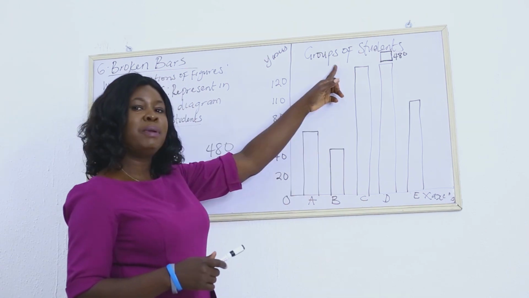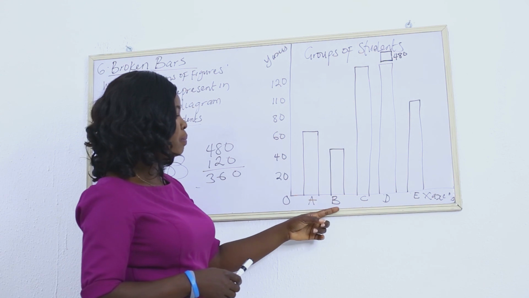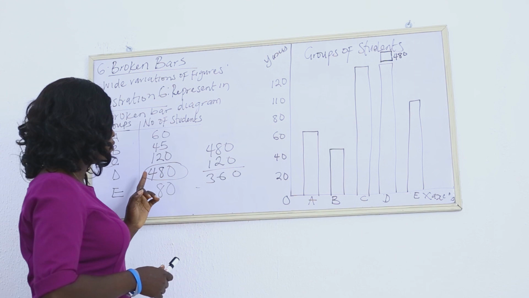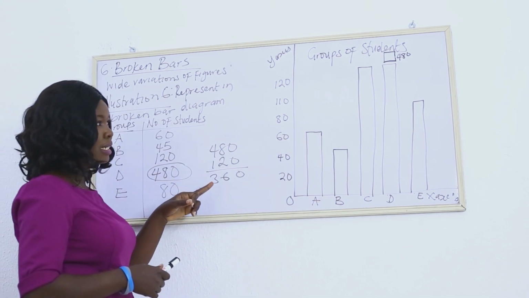Like I was explaining what the broken bar diagram is, I represented A, B, C, and D. Because D is 480, what I have to do is subtract 120 from 480. That is 360.